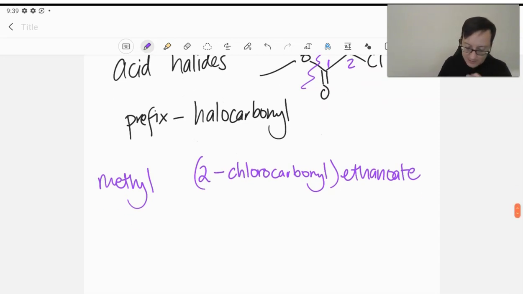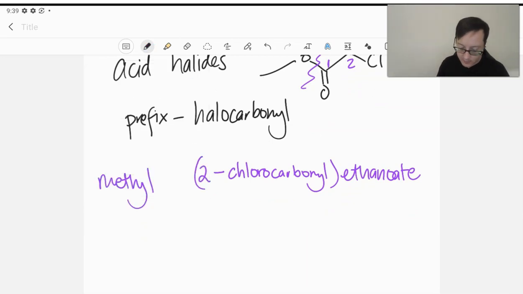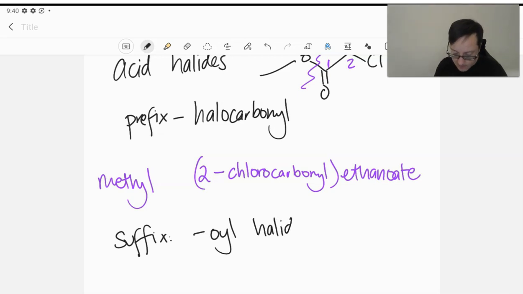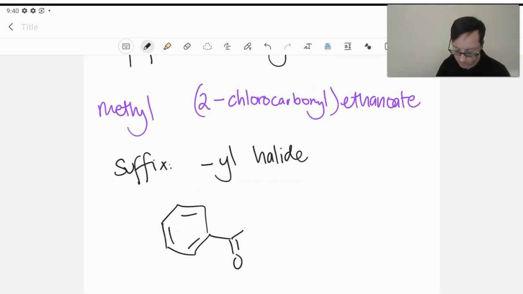Of course, if you have your acid chloride at the end, you will end it as follows, if it's a suffix. If it's your highest priority group, you end it with -oyl halide. Sometimes it's just -yl, sometimes it's with the o, it just depends. So -oyl halide will work here. So for example, if we have this compound, this would be benzoyl chloride.